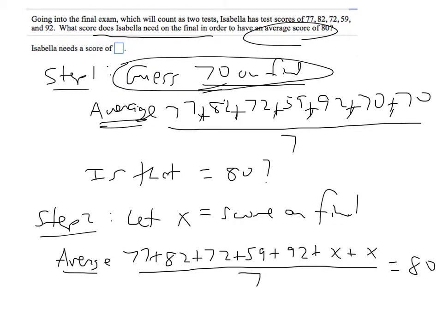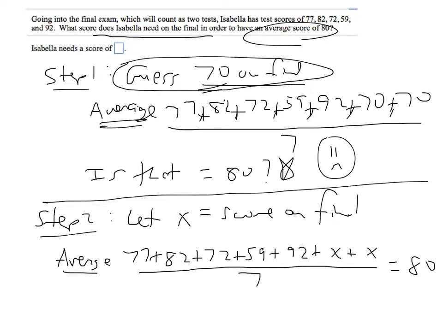Right? That's what I was checking against when I found out that my guess was wrong up here. I found the average and checked it against 80. So my steps 2 and 3 here are to set this thing up as the average should be in terms of x, and my goal is to have that equal to 80. So step 4 then is just solve that equation.